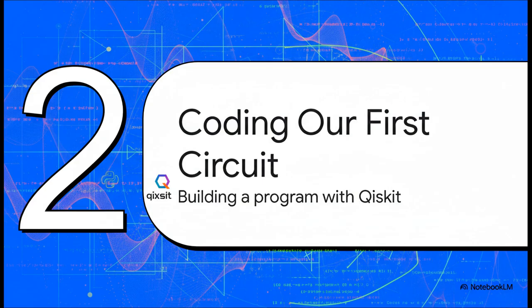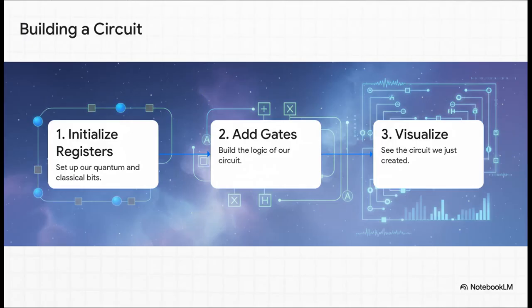All right, enough talk about the problem. Let's start building the solution. It's time to write some code. We're going to build a simple quantum program from scratch using a fantastic Python library called Qiskit. If you're into quantum coding, you've definitely heard of it. And you know what? It's actually not as complicated as you might think.